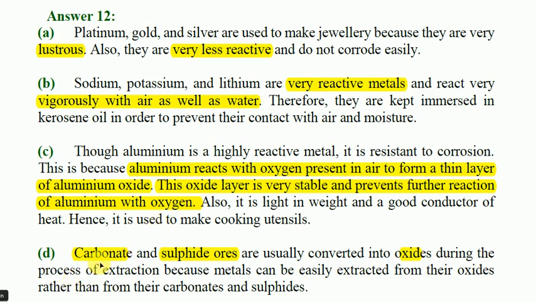Next, carbonate ores and sulfide ores are usually converted into oxide ores during extraction because metals can be easily extracted from oxide ores rather than from carbonate and sulfide ores. It means oxide ores easily undergo reduction using carbon or some other metals, but carbonate and sulfide ores do not. So for the reduction process, you want to convert the carbonate and sulfide ores into oxide ores. Students, let's look at the next question.